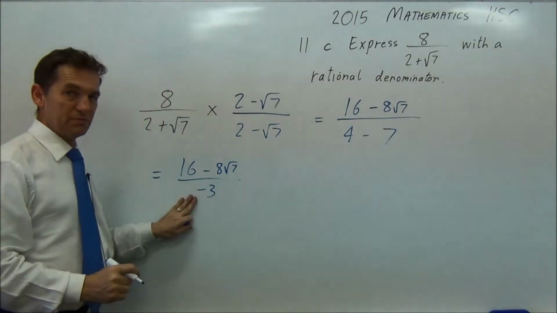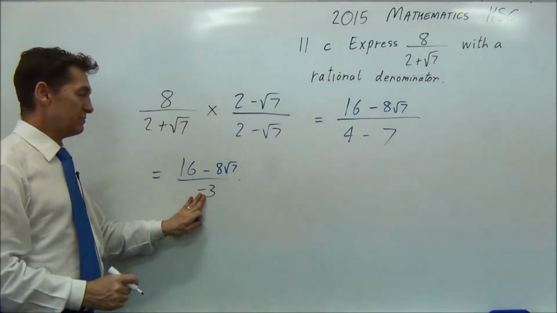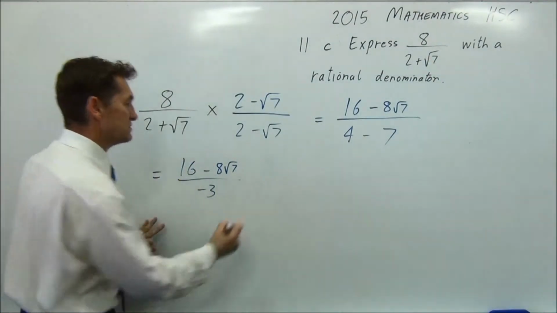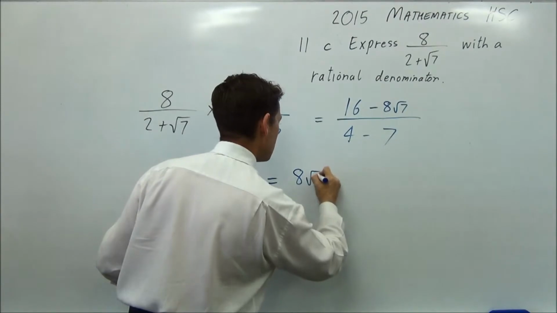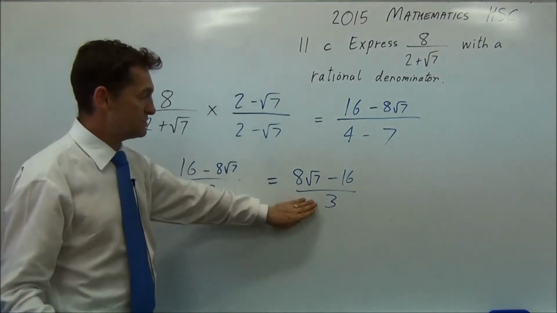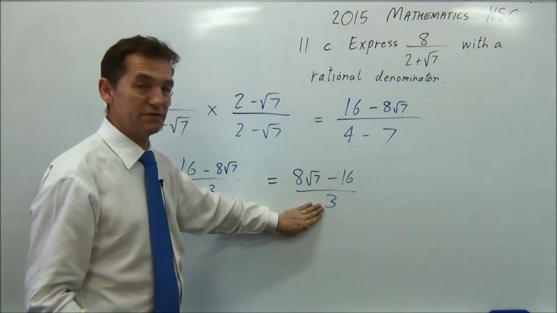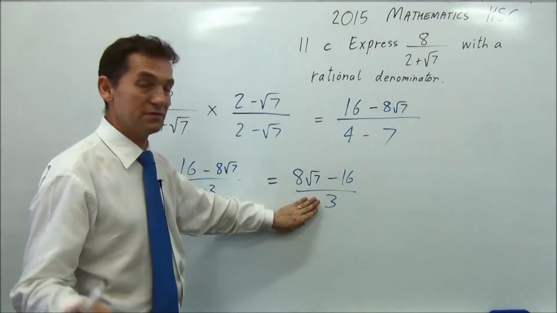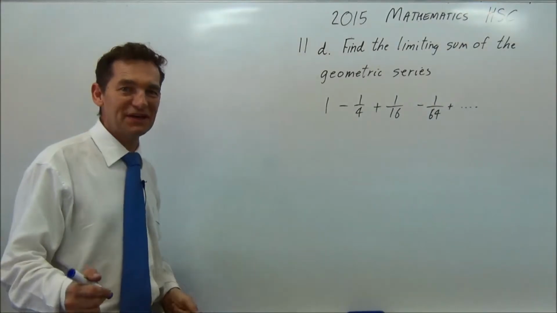Don't leave a negative on the bottom for your HSC answer. So move that negative up the top and switch both of those around. So you should get that, and that's it. You can't simplify that any further, because if that was a 4 it would be great, but it's not. That's it.